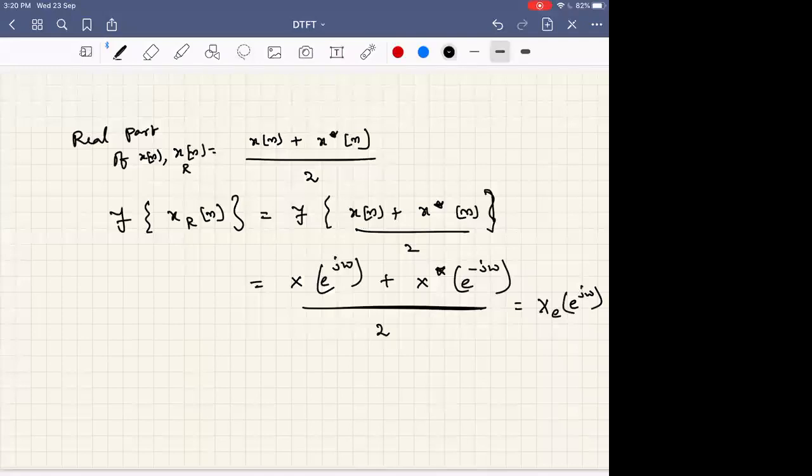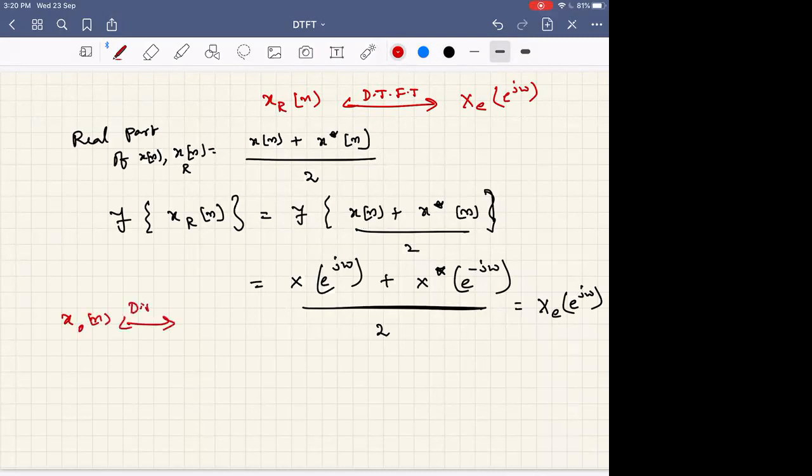If we want to find the Fourier transform of the real part, x real of n, its DTFT is X even of e power j omega. Similarly, for the odd part, the DTFT of the imaginary part of x of n is the odd part of the spectrum.